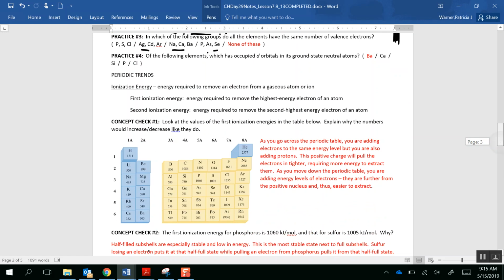All right, so just some trends with the periodic table. One trend is ionization energy. Ionization energy is the energy required to remove an electron from a gaseous atom or ion.